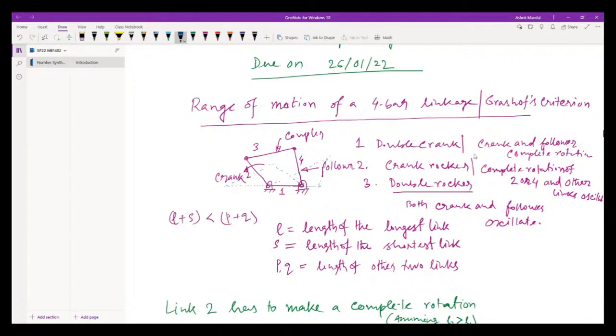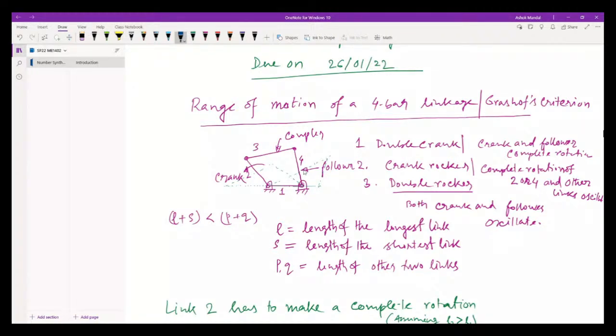When you fix link 1, you will have the double crank mechanism, because double crank mechanism means link 1 is fixed and, suppose link 2 is the crank, you rotate it completely, so 4 will also have complete rotation. But 3 will not have complete rotation. Link 3 can have complete rotation with respect to 1, but 3 has oscillatory motion with respect to 2 and 4.